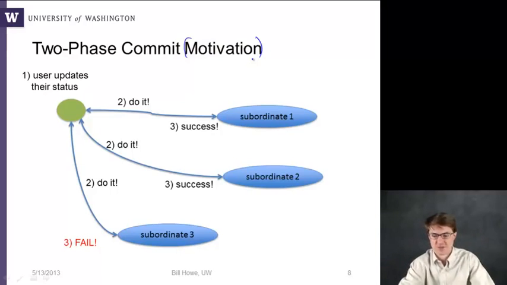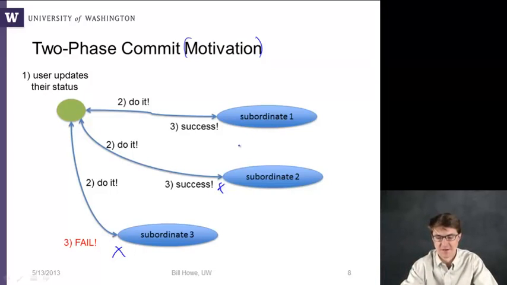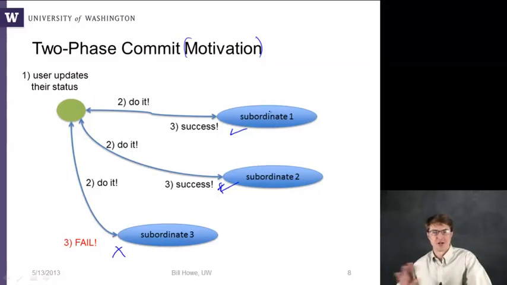But now you're in trouble, right? Because this one has the old value because it failed for some reason. Either you didn't hear back from the server at all, or it said, look, something's wrong with my disk, I can't do it, so it responds with a failure, regardless. And these two have already successfully applied the transaction. And so now you're in an inconsistent state.